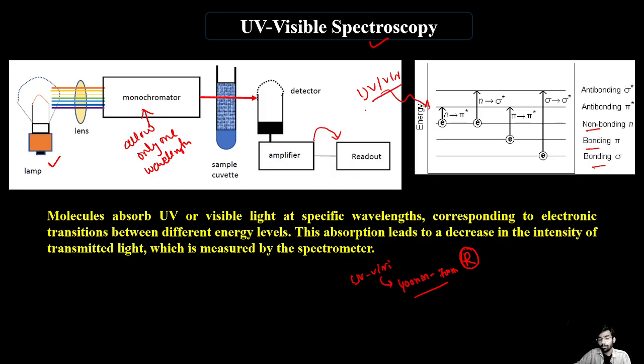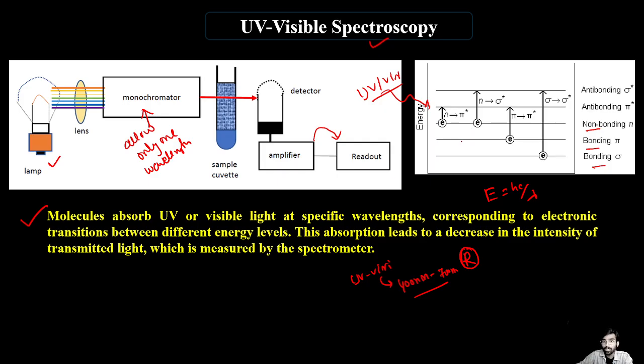Whenever the single wavelength light is emitting from the monochromator, we know that E equals hc by lambda. So that is providing some energy, and that energy is utilized here for transferring an electron from one level to another. So from pi to pi star, from sigma to sigma star, right? Here it's written that the molecule absorbs the UV or visible light at specific wavelength corresponding to electronic transition between different energy levels, right?